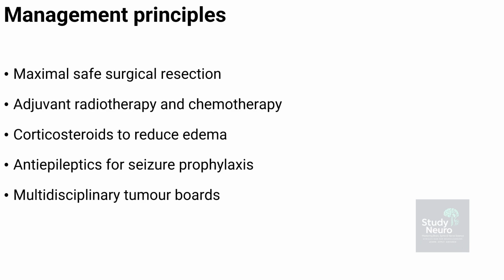Management of brain tumors is fundamentally multidisciplinary. Whenever feasible, surgical resection is the first step, aiming for maximal safe removal. Radiotherapy and chemotherapy follow, depending on histology and grade. For example, temozolomide with radiotherapy for glioblastoma. Corticosteroids, such as dexamethasone, alleviate peritumoral edema, while antiepileptics prevent seizure recurrence.